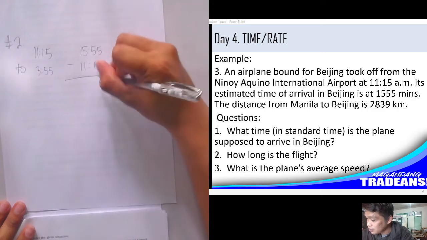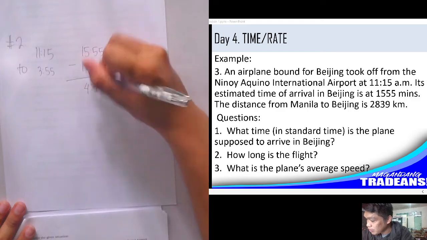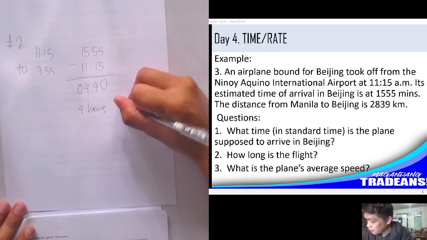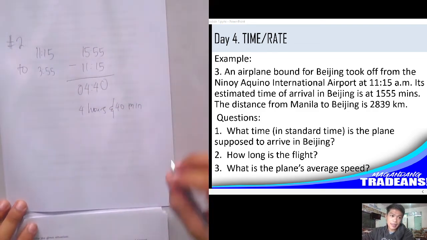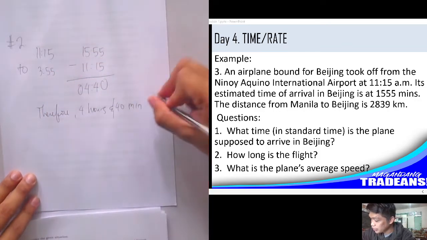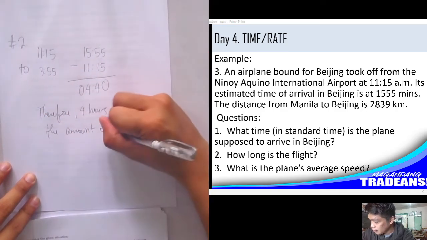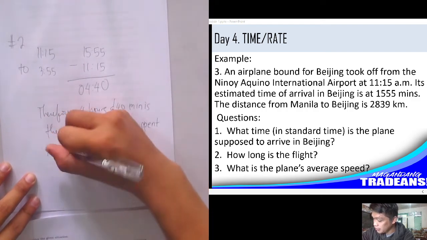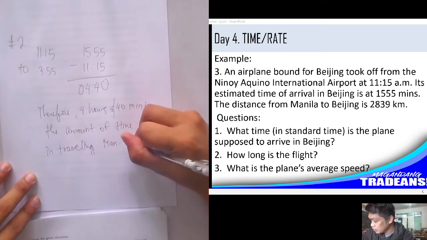5 minus 5, 0. 5 minus 1, that is 4. 1 minus 1, 0. So therefore, there are 4 hours and 40 minutes. And 40 minutes ang biyahe. So therefore, 4 hours and 40 minutes is the amount of time spent in traveling Manila to Beijing.